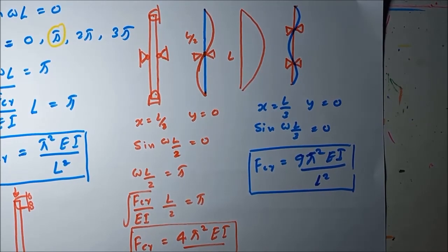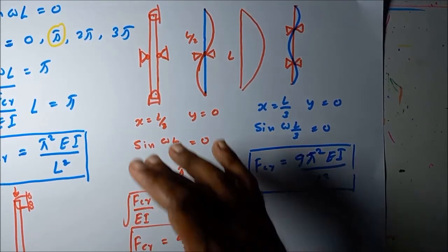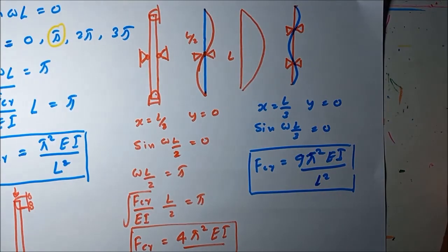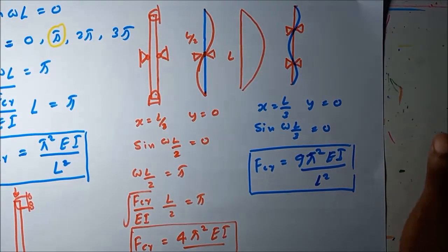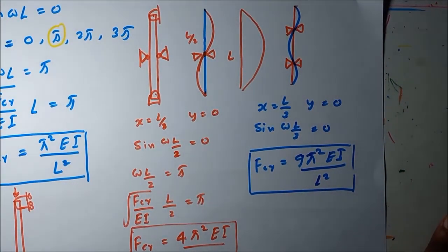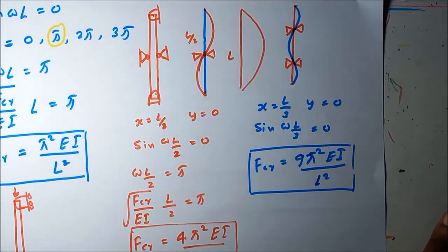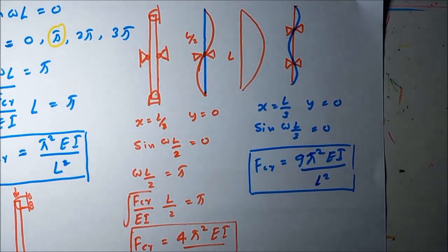This is for the both ends pin supported structure. I think you all got a very clear idea how to obtain these equations. Further, let me explain for different support conditions.